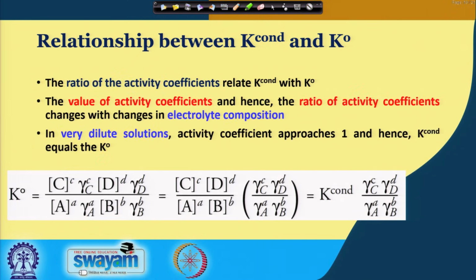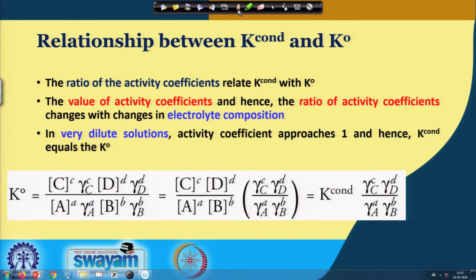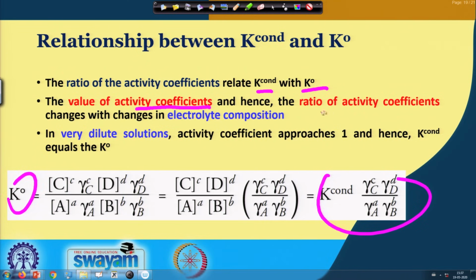So, basically the ratio of activity coefficients, as we have seen, relating the conditional K to the K0. As we have seen from this equation, the value of the activity coefficient, and hence the ratio of the activity coefficients, changes with the changes in electrolyte composition.